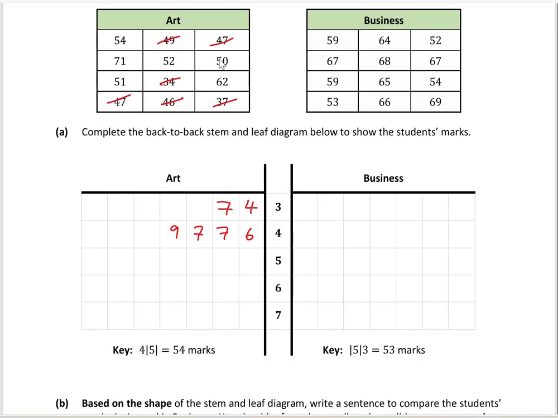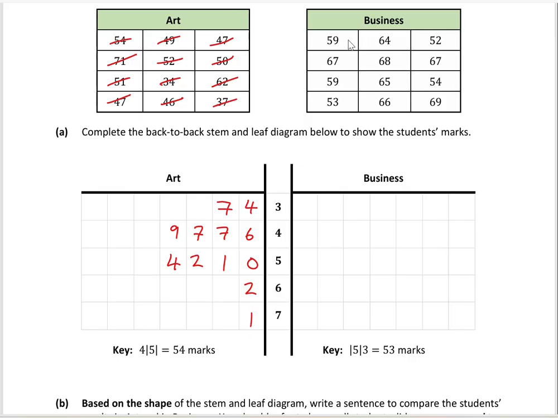Next we have 50s. So I've got a 50, a 51, a 52 and a 54. And do I have anything else there? 50, 51, 52, 54. Okay, that's fine. Next one is 62. So there's a 2 there. And then last one then is 71. Okay, so that's that one.